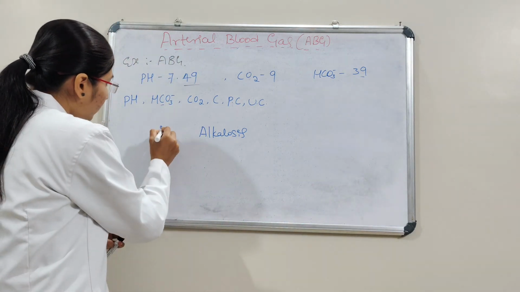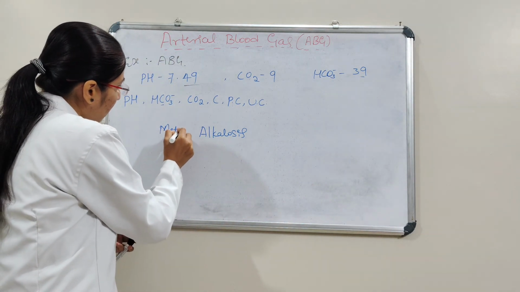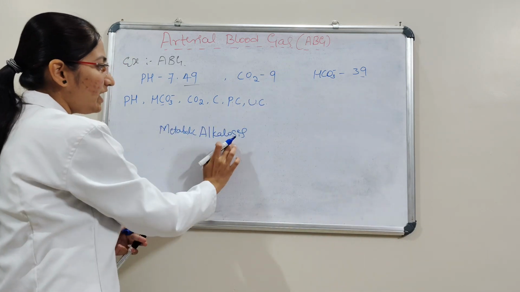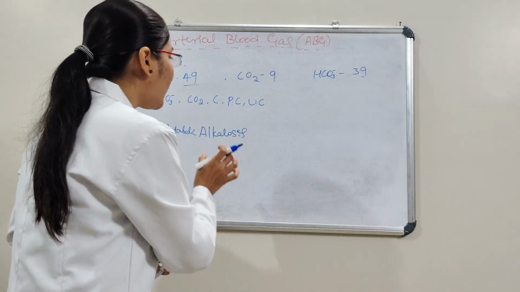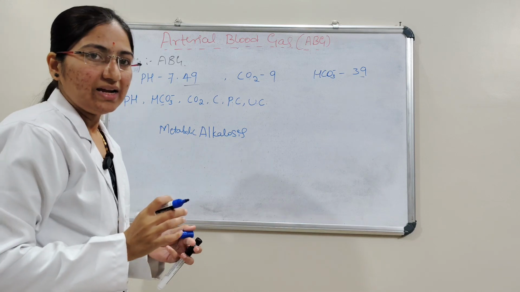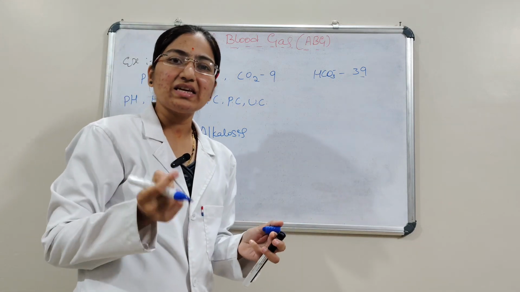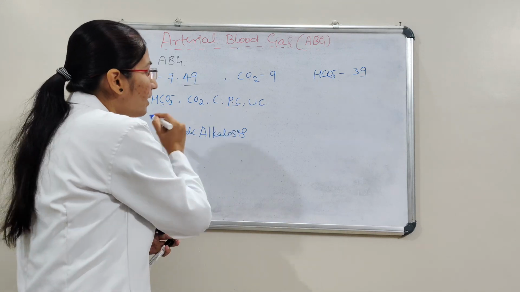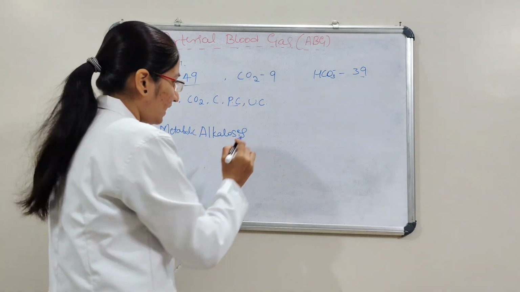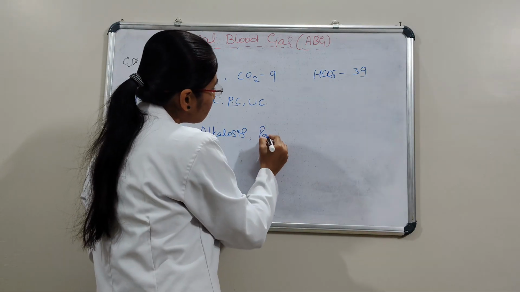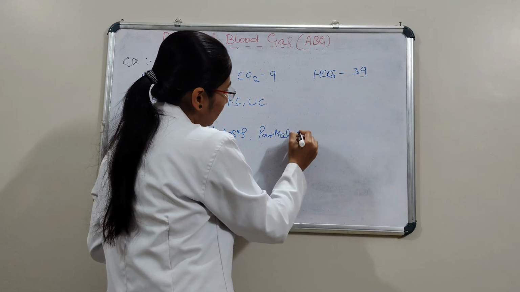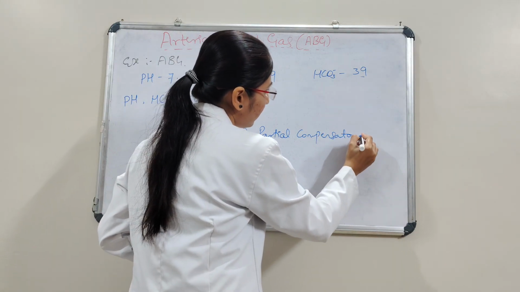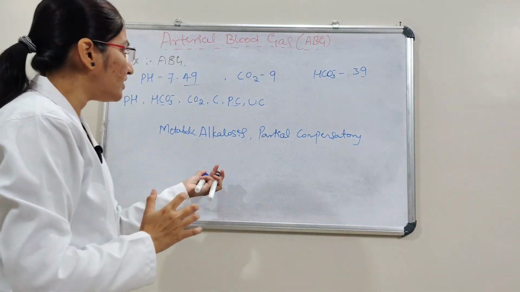Okay, we need to write here metabolic alkalosis. Metabolic alkalosis. And then here we can correct the disorder, that comes under partial compensatory. Partial compensatory. I have given the example just for understanding purpose.